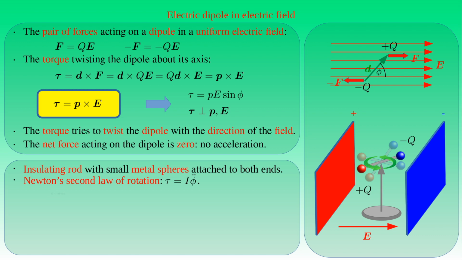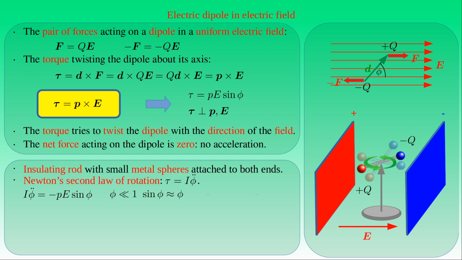Then the moment of inertia I times the second order derivative of phi with respect to the time is equal to minus the product of the magnitudes of the dipole moment p and the electric field E, times sine phi. The minus sign indicates that the torque tries to restore the direction of the dipole aligned to the electric field. Since we talk about an oscillation with a small amplitude, that is, the angle phi is small, we can approximate the sine of phi with phi in the first order.